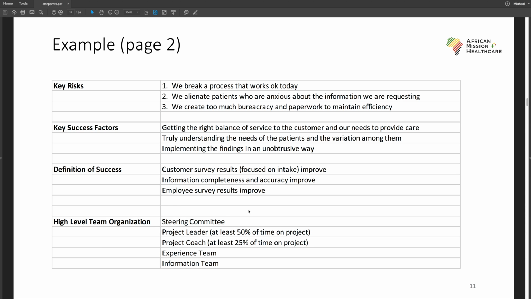High-level organization we're going to spend some more time on later. It's always something good to think about in the project initiation phase. The only thing I'm going to highlight here is the project coach, which is a very useful thing in any institution to have: somebody who is not the leader of the project, but who has some management experience, coming in from the side and helping coach the team and the leader on how to be more effective.